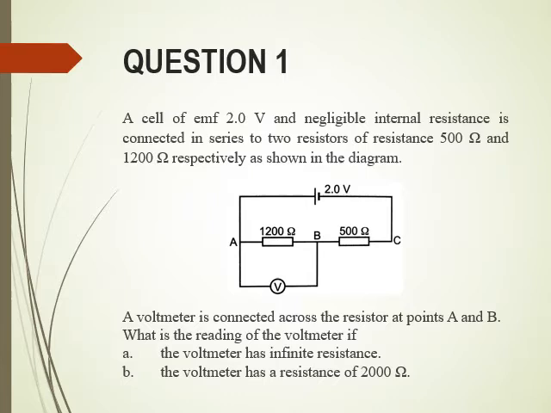Question 1. A cell of EMF 2 volt and negligible internal resistance is connected in series to the two resistors of resistance 500 ohms and 1200 ohms respectively as shown in the diagram. A voltmeter is connected across the resistor at points A and B. What is the reading of the voltmeter if the voltmeter has infinite resistance? And if the voltmeter has a resistance of 2000 ohm?